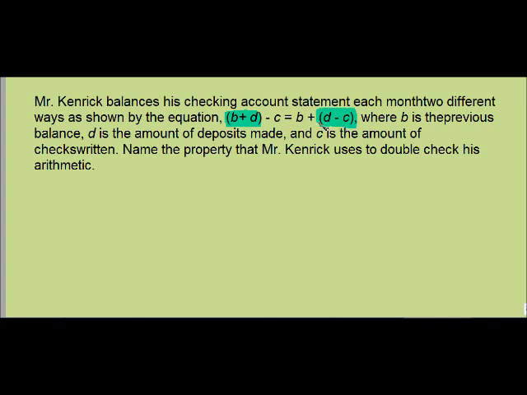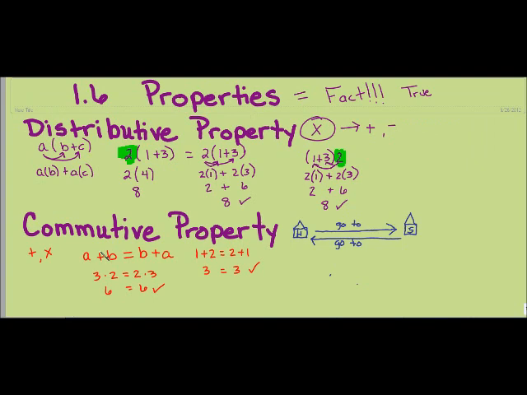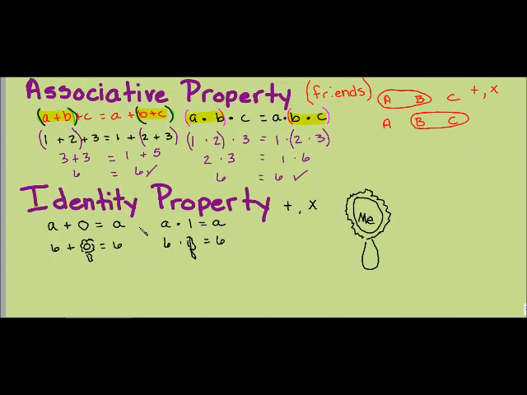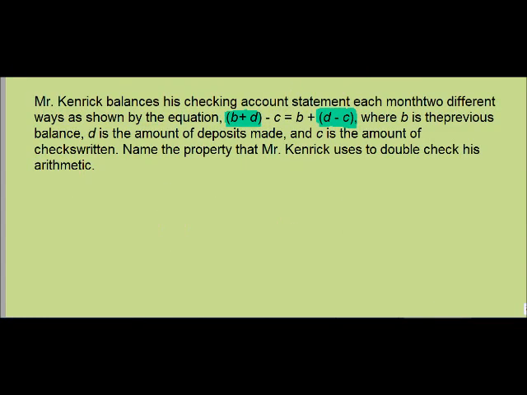Remember, according to the associative property, you get the same answer. It doesn't matter if you group the A and B together or the B and C together, you get the same answer. It is the same problem on both sides, and that's how you get the same answer. Okay, where B is the previous balance, D is the amount of the deposits made, and C is the amount of the checks written. Name the property that Mr. Kenrick uses to double check.